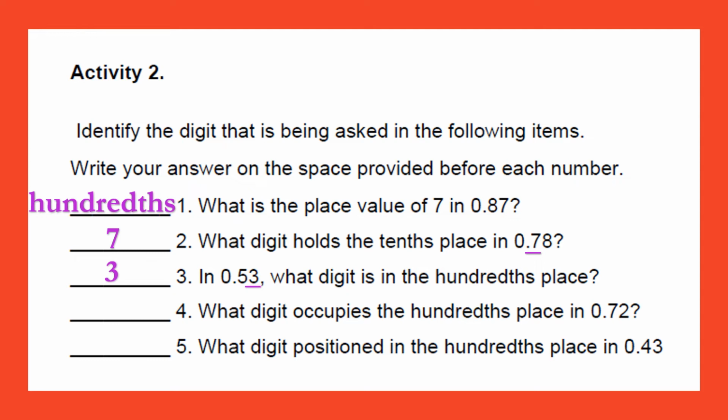Okay, next, number 4. What digit occupies the hundreds place in 72 hundredths? Hundred place. Correct. Next, lastly is what digit position in the hundreds place in 43 hundredths? Correct. So as you look into it, I also underline the digit in the hundred place and the tens place. Okay?